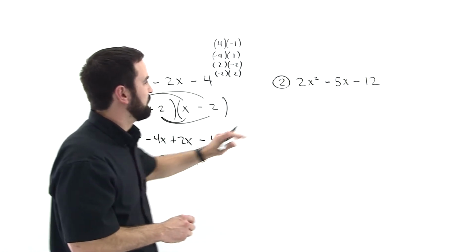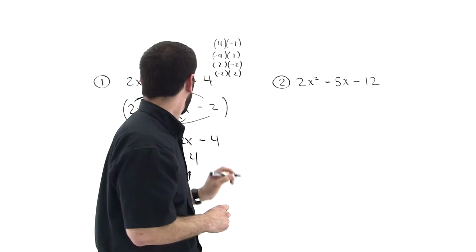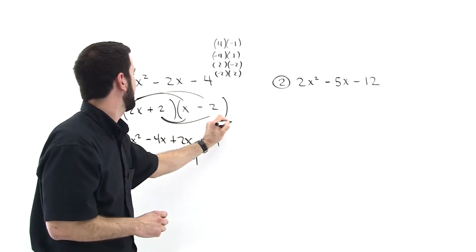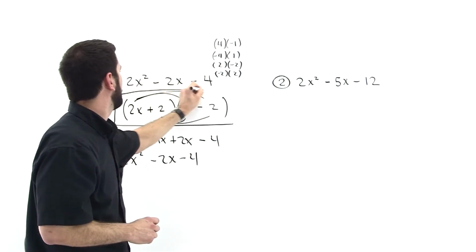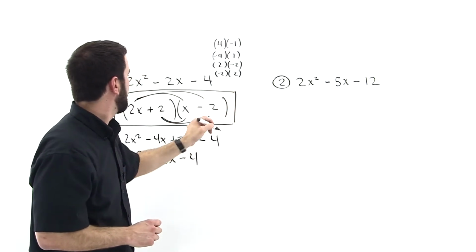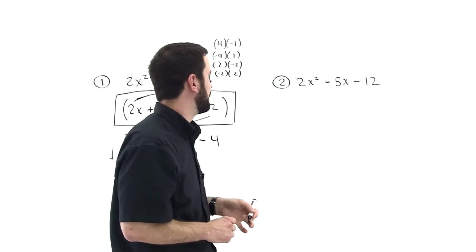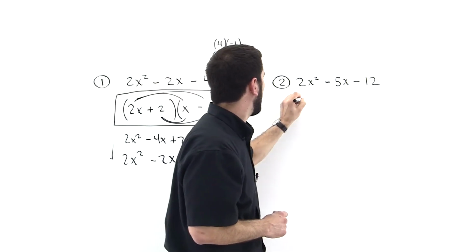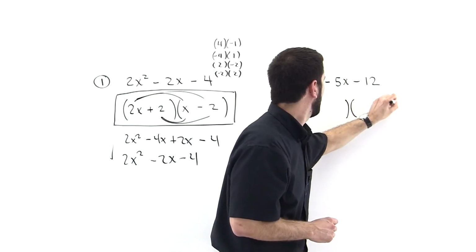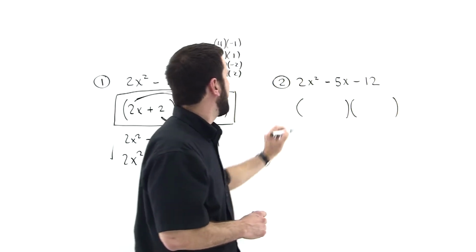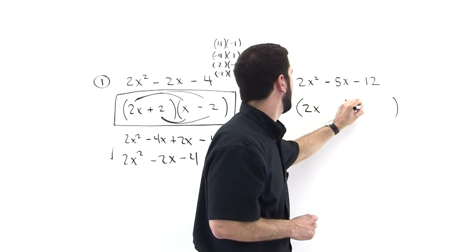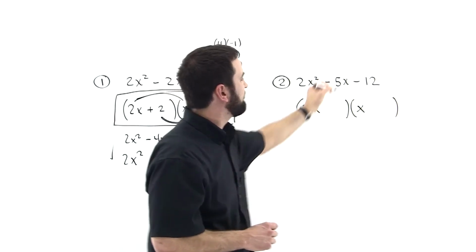Okay. So next problem, 2x squared. So this is in fact our answer for this one, right? We'll leave this stuff in there. That was what we did to check it, the foiling method. Okay, so we'll write our parentheses like so. And then we'll have, let's put 2x and x. And then we have this 12 here, right?